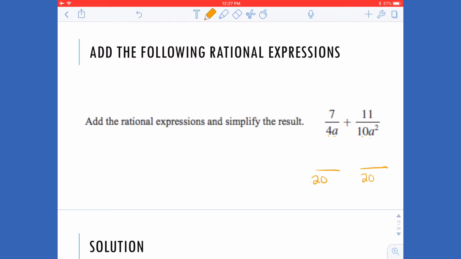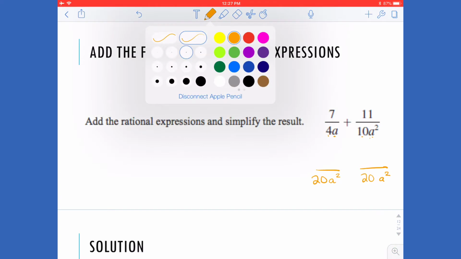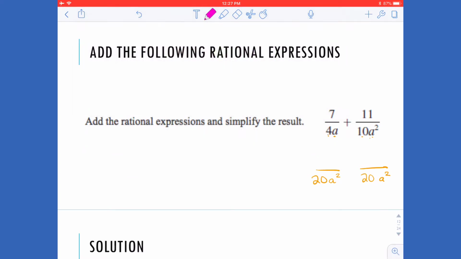Then I noticed I have an a and I have an a squared, so the least common multiple would have to be a squared between both. So what did I multiply by 4 to get to 20? I had to multiply by 5. So that means I have to multiply 5 on top. And to get from a to a squared, I had to multiply an a, which means I have to multiply an a on top. So that gives me 35a.